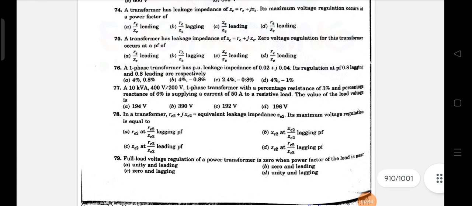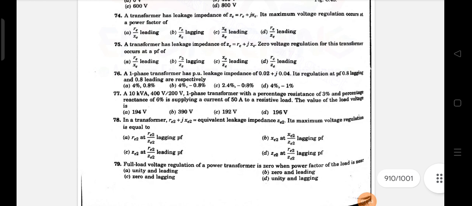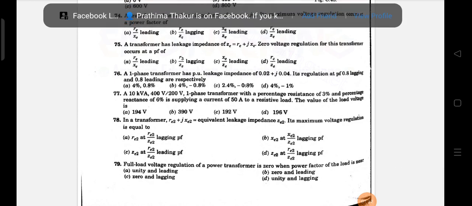Next, 75th question. A transformer has leakage impedance of Z_e equals R_e plus j X_e. Zero voltage regulation for this transformer occurs at a power factor of. Always zero regulation occurs at leading load. Zero and negative regulation occurs at leading load. That means here zero, right? Zero means leading load. For this leading load, the power factor will be cos phi equals X by R.